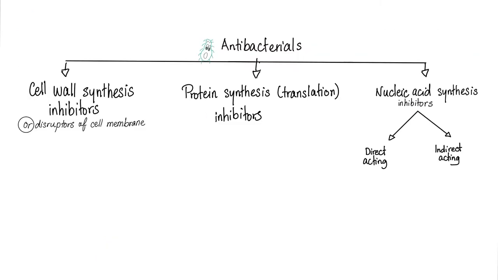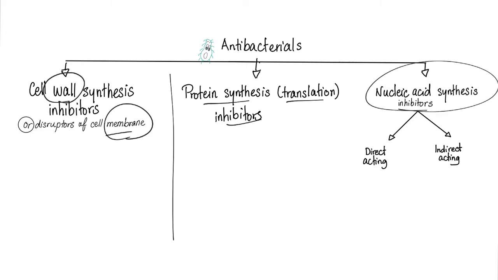Let's talk about the first one. Antibacterials are either cell wall synthesis inhibitor or disruptor of cell membrane. They can inhibit the wall or the membrane of the freaking bacteria. Or they could be protein synthesis inhibitor. They inhibit translation and protein formation. Or nucleic acid synthesis inhibitor. By nucleic acid, I mean DNA and RNA and everything in between.